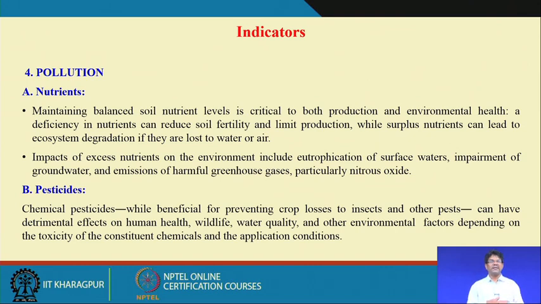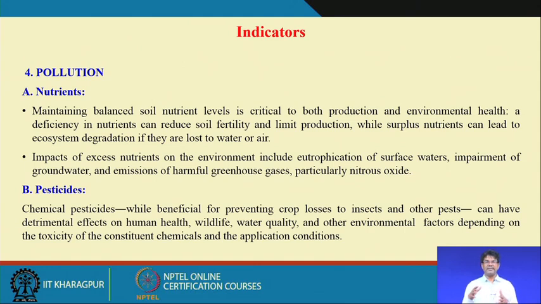And impacts of excess nutrients on the environment include the eutrophication of surface water, impairment of groundwater and emission of harmful greenhouse gases, particularly nitrous oxide as we discussed. So, scientific and efficient nutrient management is very important for sustainable agricultural production. If there is less input application, less nutrient, that reduces the crop yield, which we do not want to sacrifice.